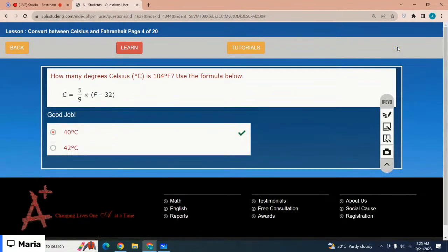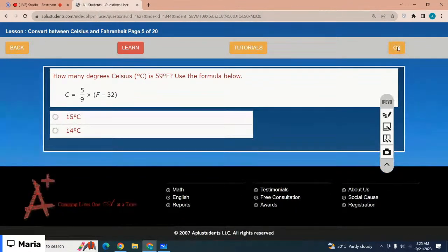Okay, the next one is how many degrees Celsius is 59 degree F, use the formula below. So which is the correct option? 59 degree F, you have to convert it into Celsius. 59 minus 32 is 27. The correct option is that is 15 degrees Celsius, right? Option number 1 is the correct option.